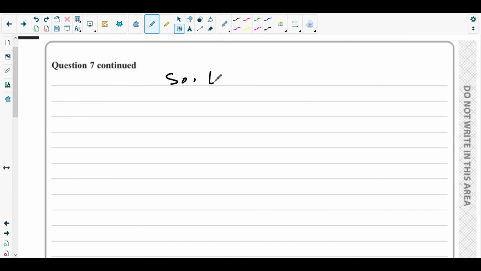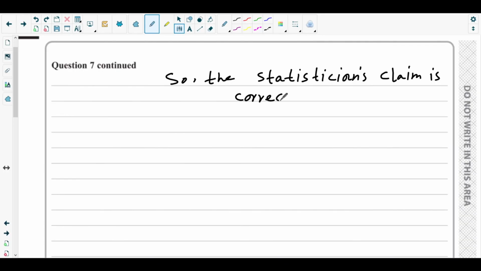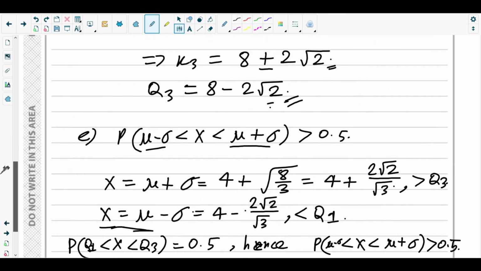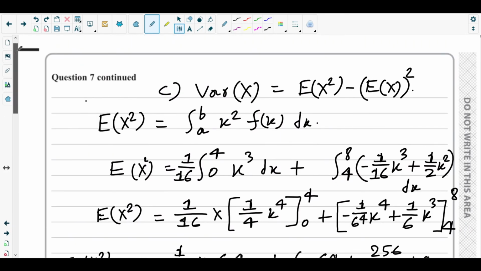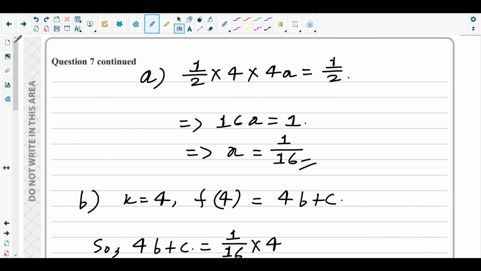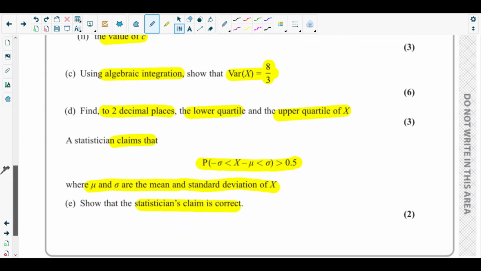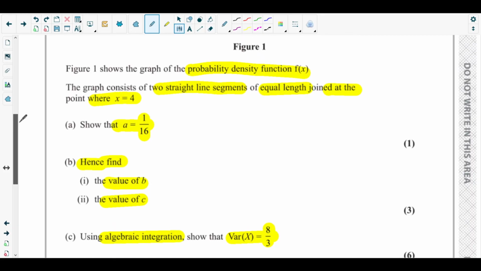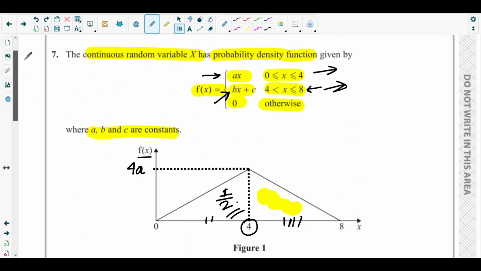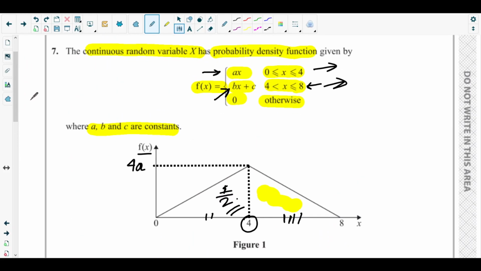So the statistician's claim is correct. That's it. That's what part E of question number 7 has asked to show, right? Yeah, so that's the end of question number 7, and that's all about the Statistics 2 October 2024 paper. Thank you.